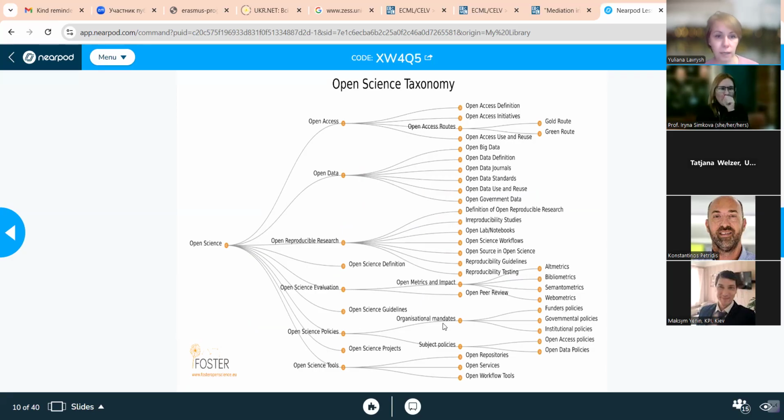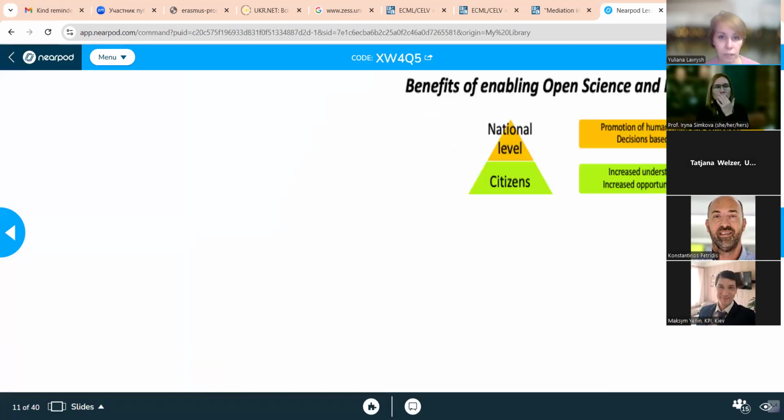So open science has key practices, and here are these key practices, which are then divided into more strategies and more practices. And even this taxonomy is not full today. There are a lot more practices that have been added recently, but these are the key practices. These are open science practices, and some of them we will discover today.